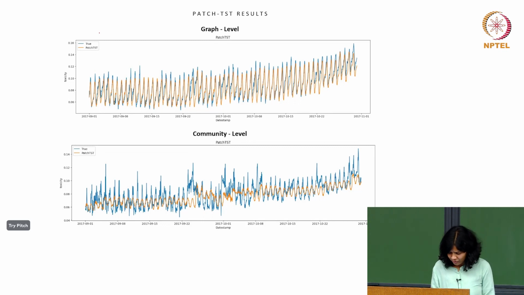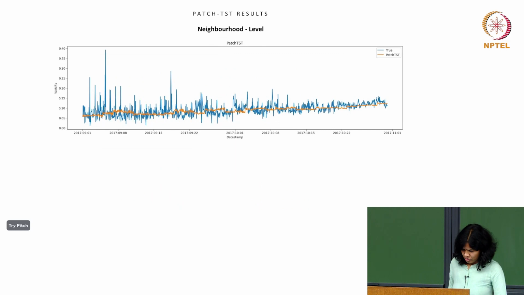And this is for the graph level, even for the community level. In the second plot, we are doing really well. Apart from this period, it is mostly doing really well. The error is also pretty small, and this plot shows that the forecast is actually pretty close to the original values. The neighborhood level also, though there are more peaks in between, in general the orange is close to the real values.